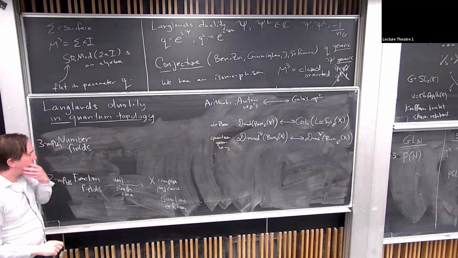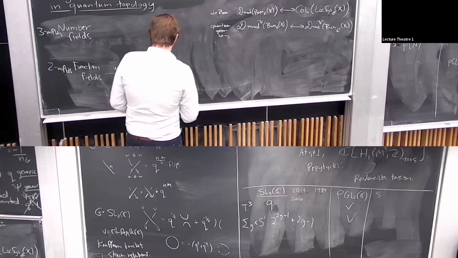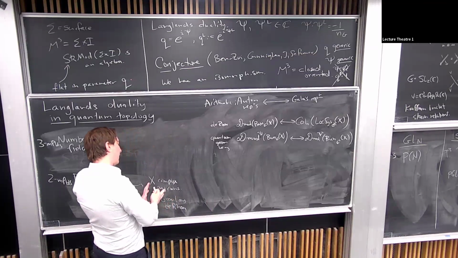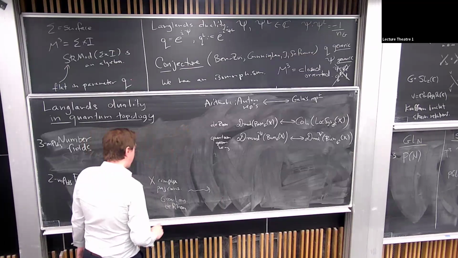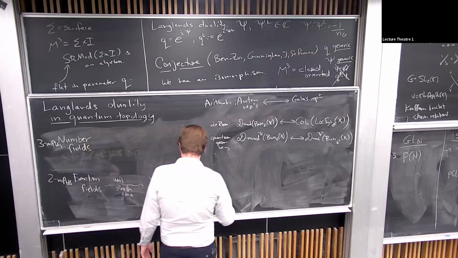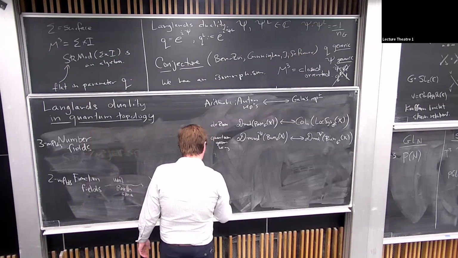But Ben-Zvi and Nadler proposed a different model, if you like, for geometric Langlands, where the basic ingredient is just a topological surface.